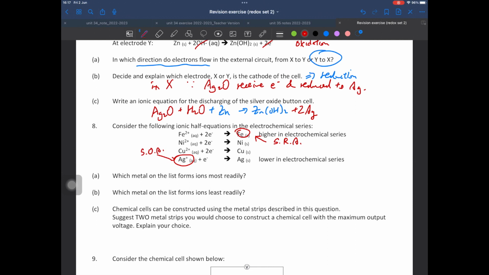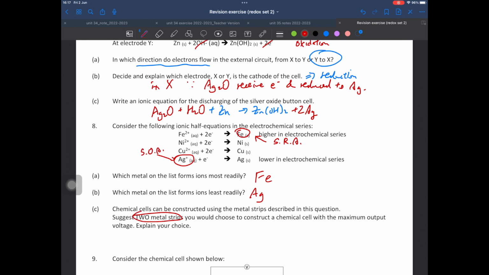So first of all, which metal on the list form ion most readily? Yes, is iron. Part B, form ion least readily. That means it is the least in reactivity. Sure, this is silver.